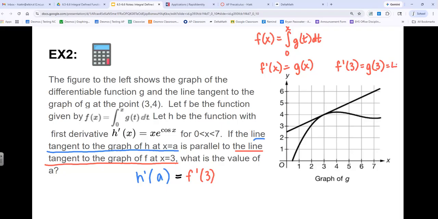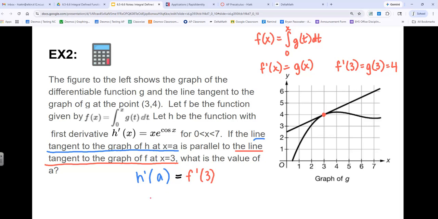It is 4. Because you're just reading off the coordinates of this point. They gave you the tangent line there. They're wanting you to say that that equals 1/2, right? The slope of this line right here is 1/2. But we're not falling for it. We just need the value of g at 3.